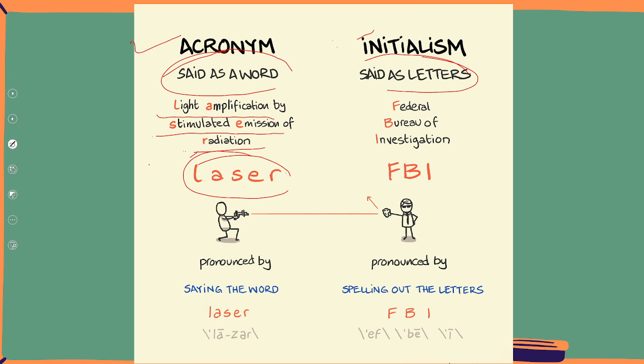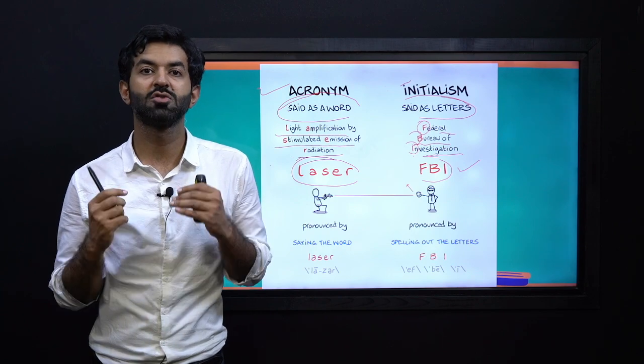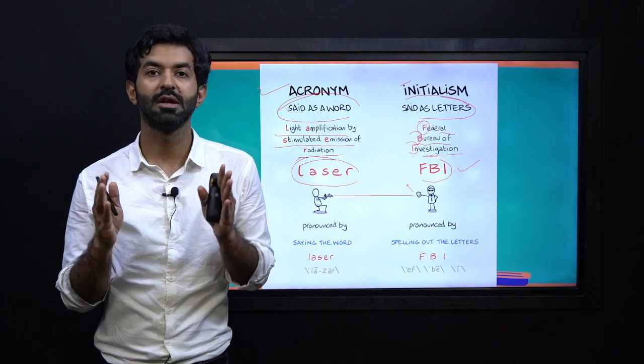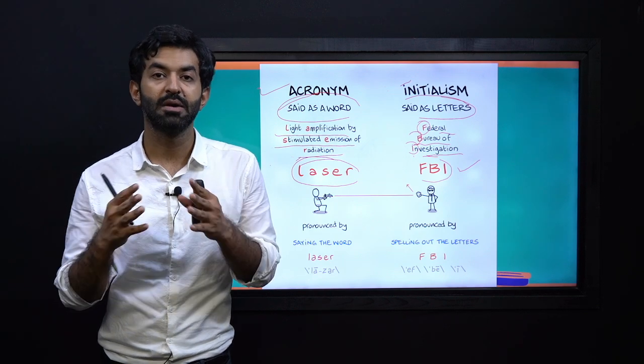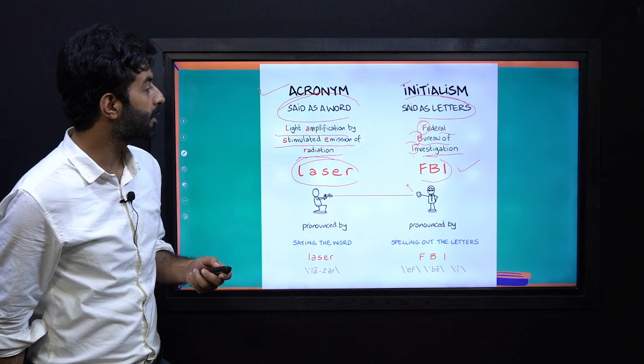Laser. But Federal Bureau of Investigation, FBI, we call it with separate letters. We don't call it FABI, we just call it FBI because it is an initialism. But acronyms are said as words. I hope the difference is very much clear.